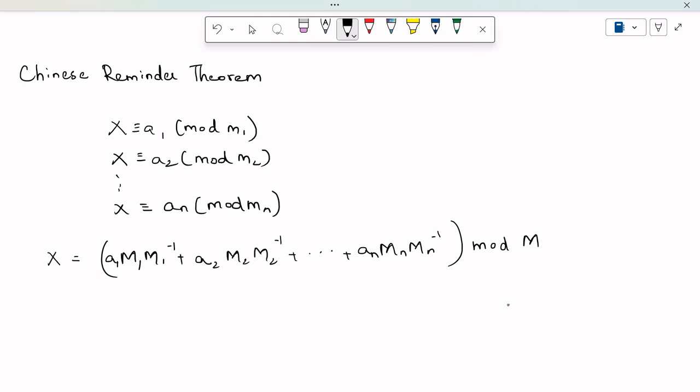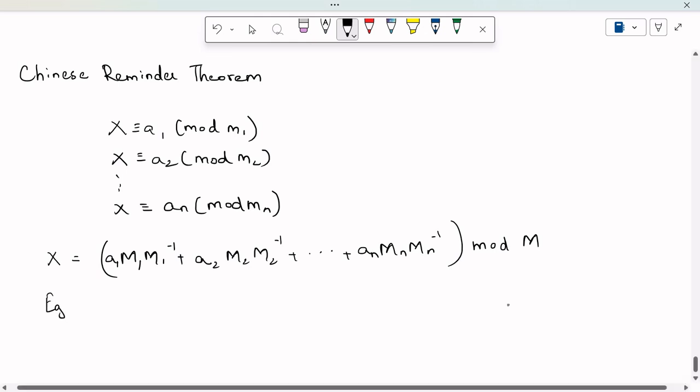So here in this equation, you can see a1, a2, an are known variables. That is, they are given in the equations. Whereas capital M1 and the corresponding M1 inverse, capital M2, M2 inverse, and capital M, all those things we have to calculate. They are not directly given. Instead, we have to calculate them with the help of the existing values. So it will be clear when we see an example.